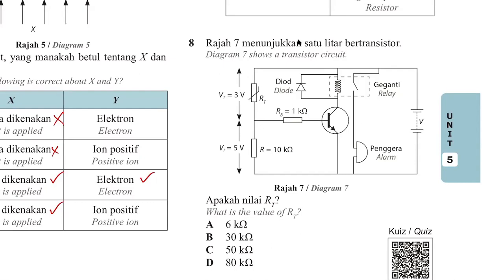Actually, it uses a ratio: VT over total voltage. The total voltage here you can find by summing both of these, because it will equal V. So VT plus VI, then equals RT over total resistance, RT plus R. So here 3 over 8 equals RT over RT plus 10.